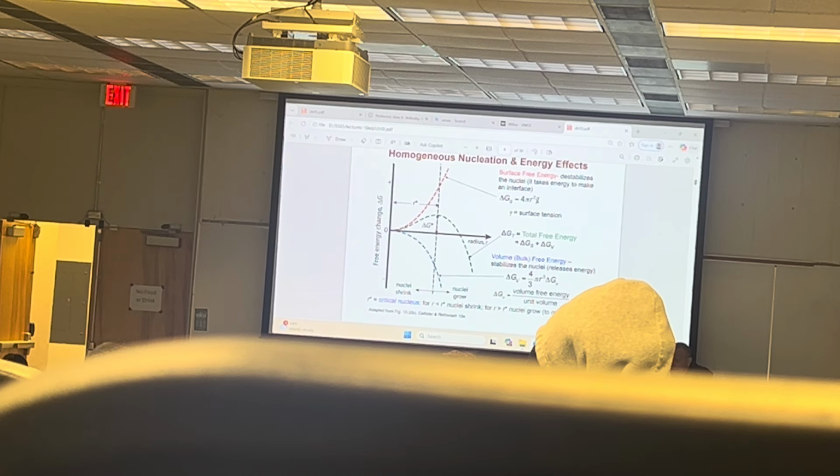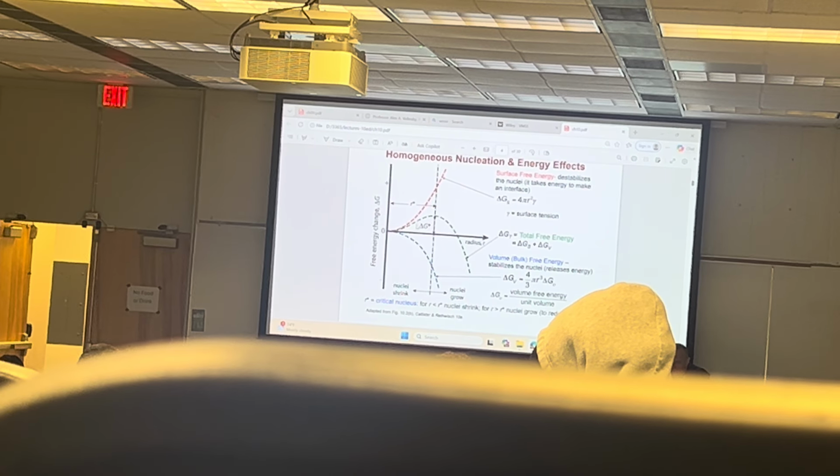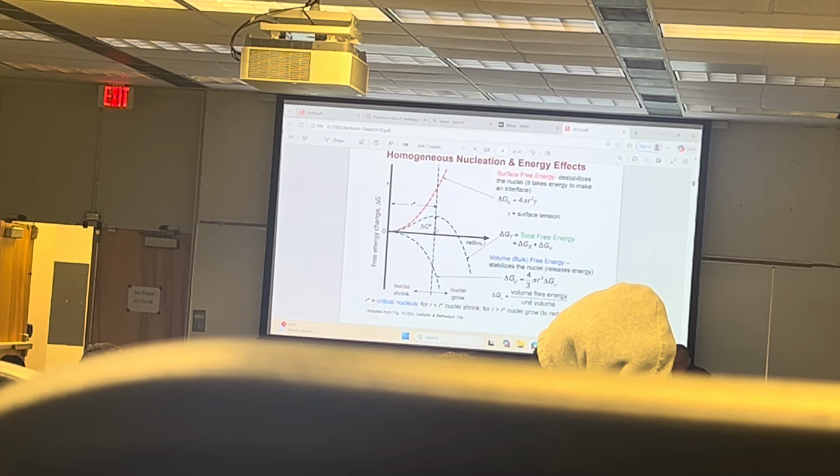This is times gamma, which is the surface energy, and this is times gamma sub v, delta G sub v. And the total energy is this sum. So if we add this curve and this curve, we get this green curve, which is going to give us the radius of the nucleus.